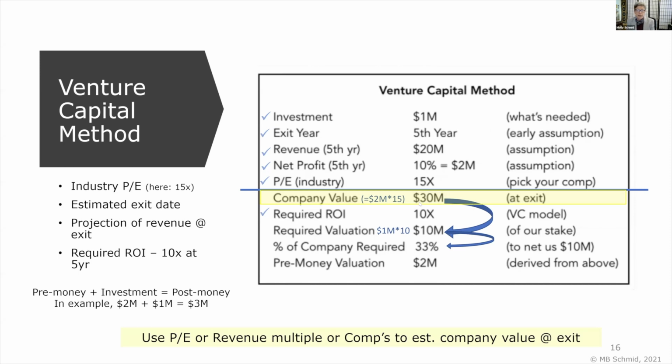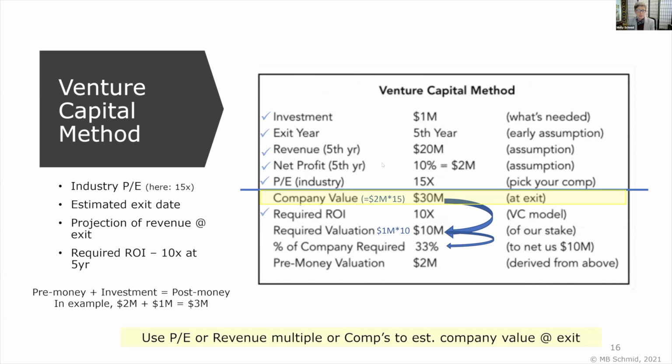Now going back, the investors here, you're assuming, because you're doing this calculation, the investors need a 10x return on investment. They're putting in 1 million, and so they need 10 million out at the exit point, right?